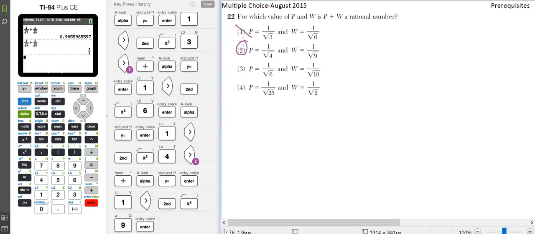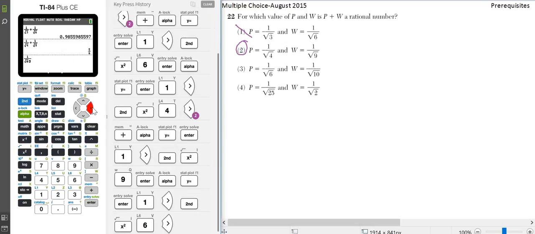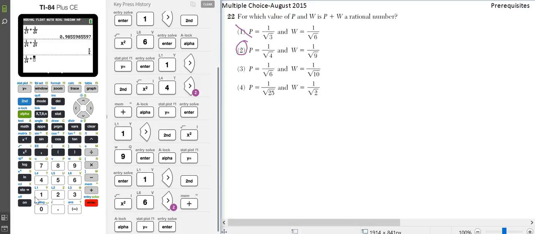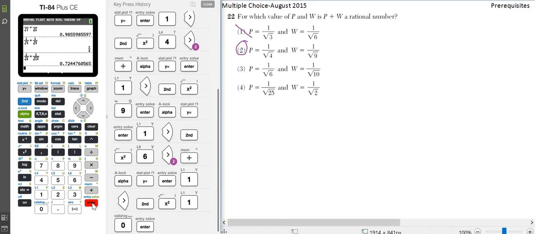Let's just check out choices 3 and 4 just to be sure. You really don't have to because you already know that 2 is rational because it's a fraction, but let's just check it out anyway. For choice 3. Nope, this is also an irrational number because the calculator could not give us our answer as a fraction. So choice 3 is not the answer to the question.